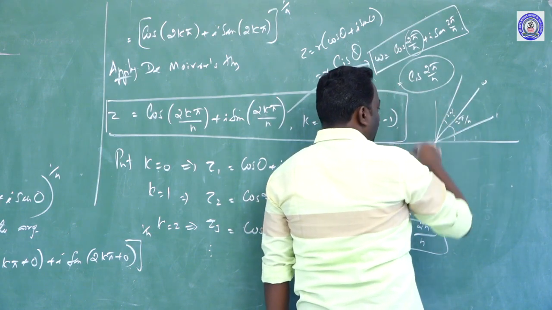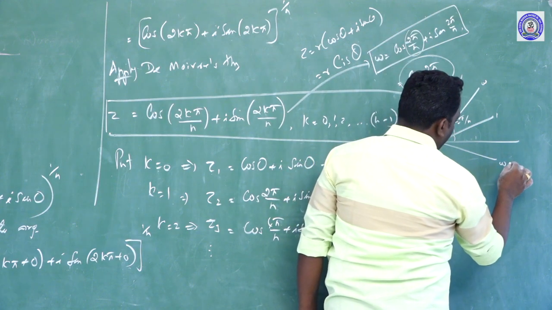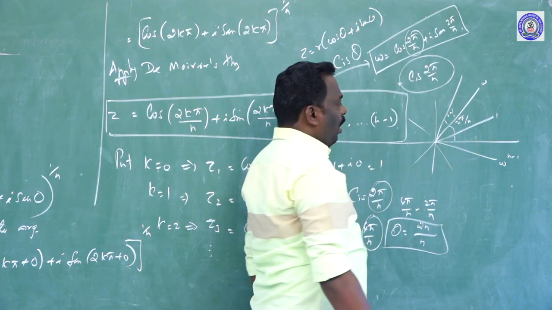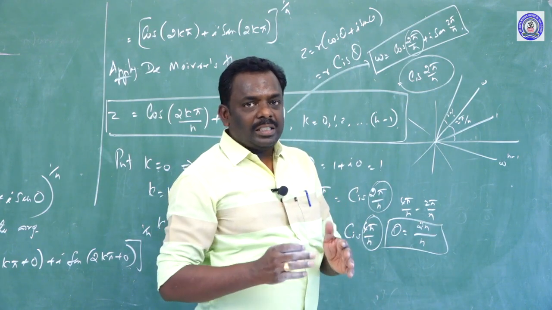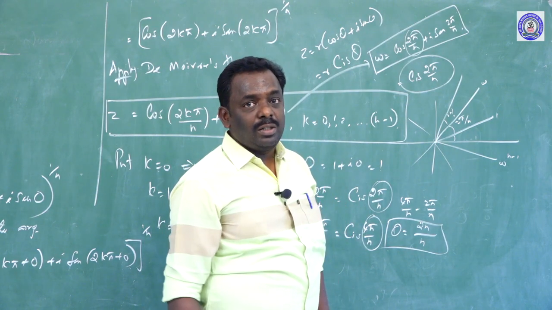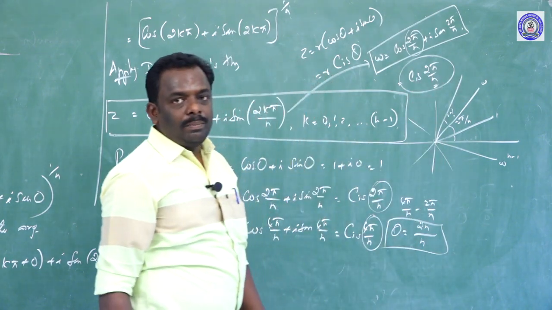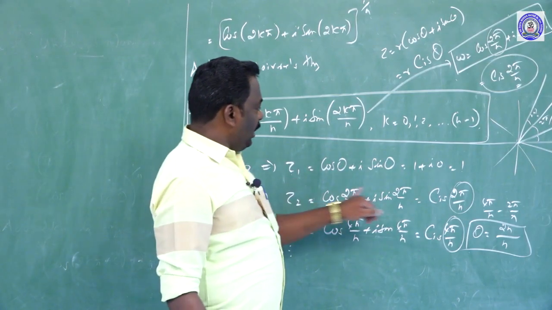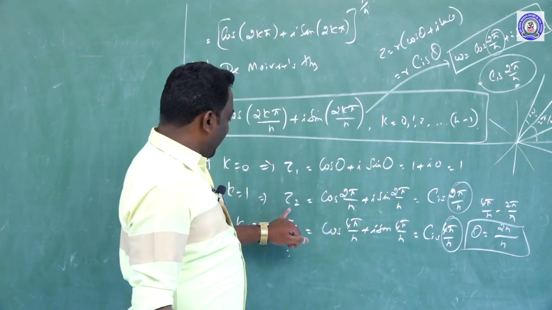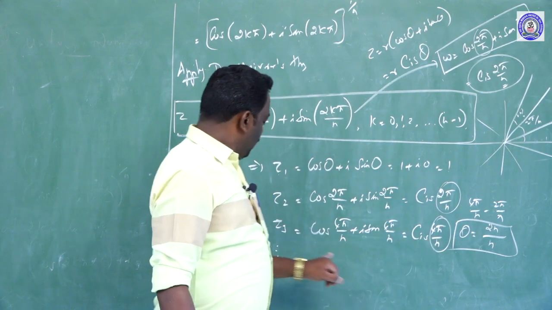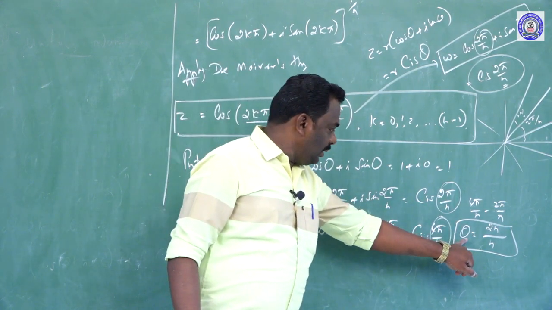Keep going with all the complex numbers; the last one is called ω^(n-1). Therefore all the angles are equally divided, and that angle is 2π/n in general form. Now the first number is defined by 1, the second number is defined by cis 2π/n, and the third number is cis 4π/n.